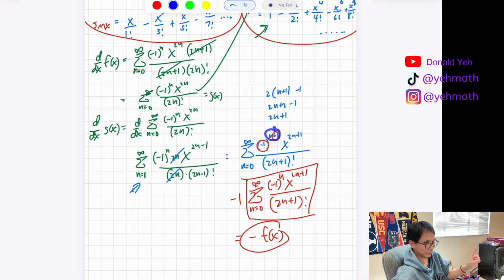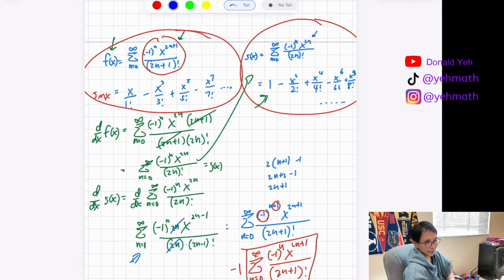Oh, I see. And then you can take the negative 1 out here, and that becomes negative f of x. You're plugging in n plus 1, right? Yeah, I shift it back, all of it. All the n I replace with n plus 1, and then I can start at n equal to 0 rather than n equal to 1, because my original function started at n equal to 0.